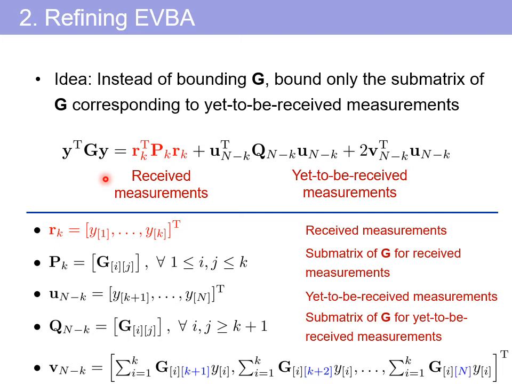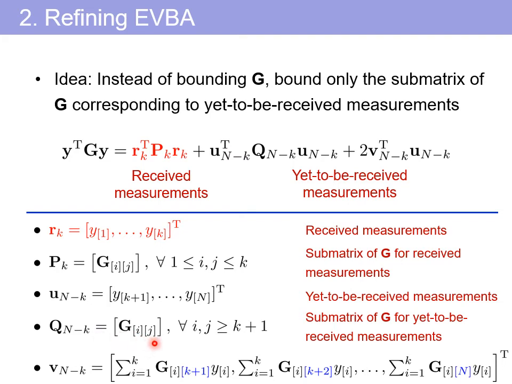So the fusion node can compute this. It knows it exactly. We don't need to bound it. But then there are these other terms. For example, U is the set of measurements that are yet to be received, so from the (k+1)th best node to the nth best node. Q is the submatrix of G corresponding to these yet to be received measurements.